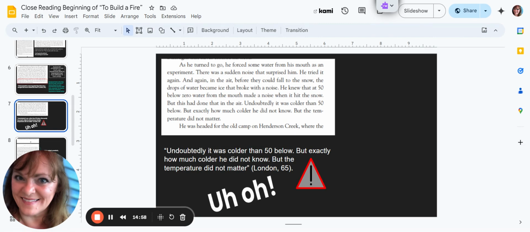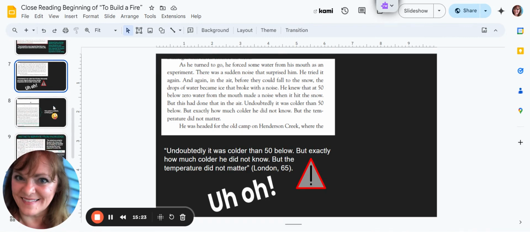All right. So alarm bells went off big time and I put a caution triangle here and I wrote, uh-oh, that is important. And then I also made note of this part on page 65 by making an in-text citation. Undoubtedly, it was colder than 50 below, but exactly how much colder he did not know. But the temperature did not matter. Methinks it will matter.